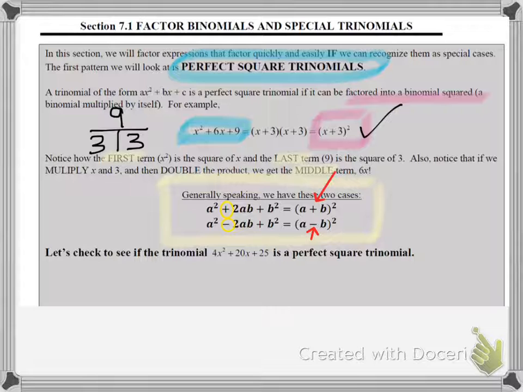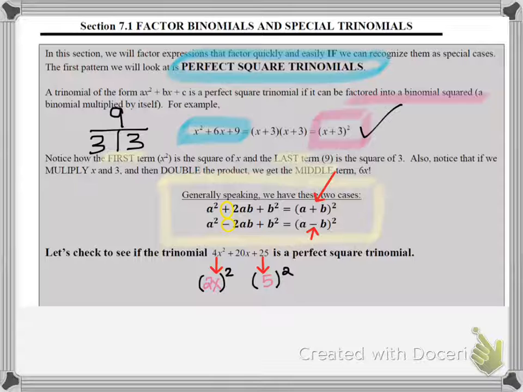When I look at 4x squared plus 20x plus 25, what I want to check first is whether the 4x squared and the 25 are perfect squares. When I have 4x squared, I ask myself, is there a term that I square to get 4x squared? Hopefully you recognize that the term 2x will result in 4x squared when you square it. And then the 25, is that a perfect square? Yes, it's the number 5 being squared.